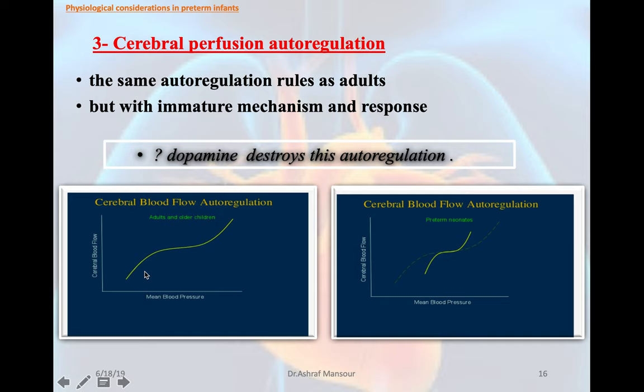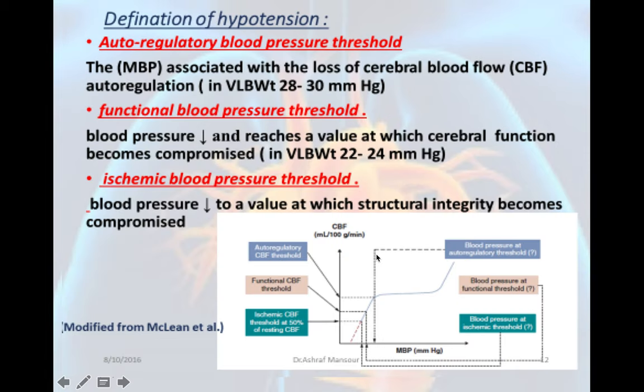So dopamine can also destroy this autoregulation if used early, by rapidly increasing the mean blood pressure, as you see, with increasing the cerebral blood flow to a higher extent.